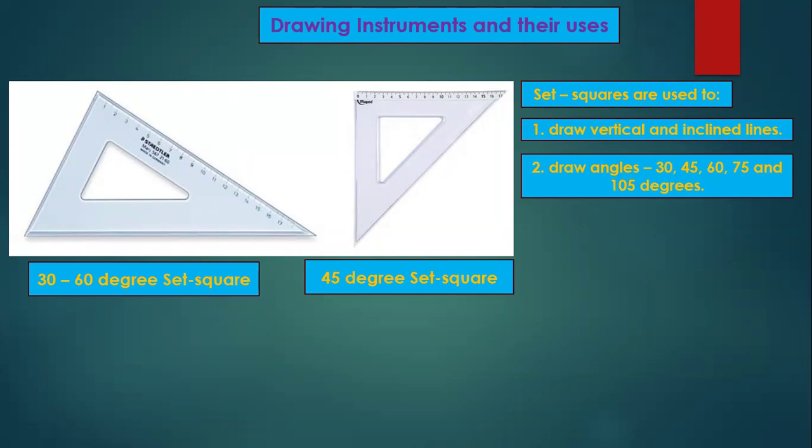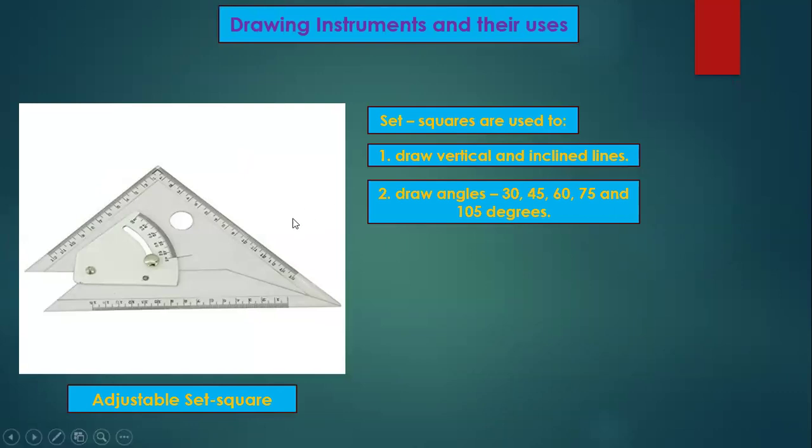Okay, so the next one is what we call the adjustable set square. This is how the adjustable set square looks. And then we also use the adjustable set square to draw vertical and inclined lines, and also to construct angles such as angle 30 degree, 45 degree, 60 degree, 75, and 105 degree.